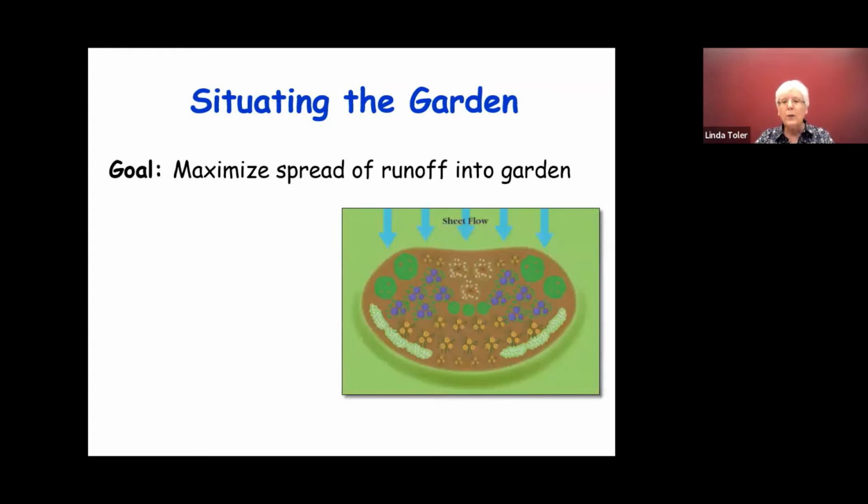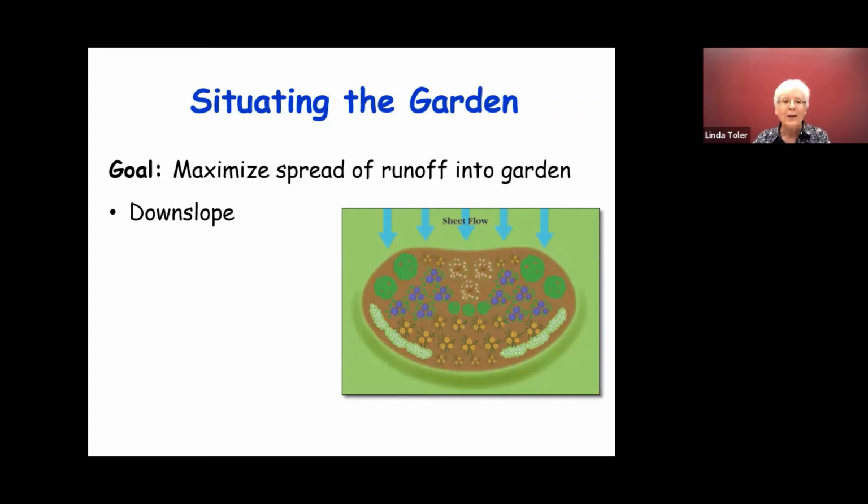All right, so we know where we want to place our rain garden in the landscape. Now let's talk about how we situate the rain garden relative to the runoff. You want to maximize the spread of the runoff in your rain garden. You don't want it to all pool in just one corner of the rain garden. So the first thing that you want to remember, and this is stating the obvious, you want your garden to be downhill or downslope from the flow of the runoff.